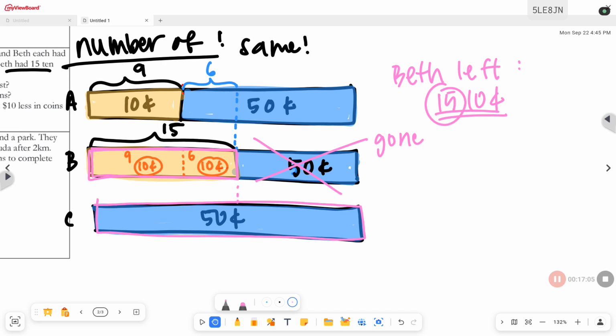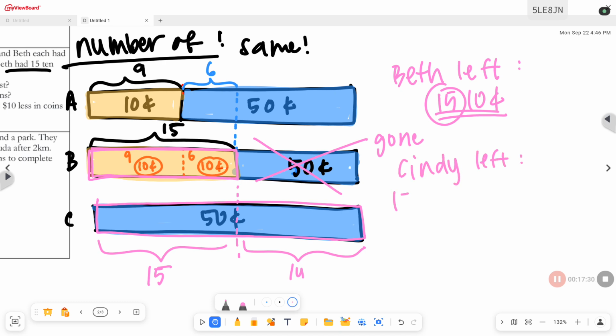And for Cindy, if Beth has 15, that means that I know here is also 15. But I do not know what this part is, right? I don't know the number, because they never give me the total. So what does that mean? I'll just let it be 1 unit of 50-cent coins. Clear so far? So if Beth is left with 15 10-cent coins, that means that Cindy is left with 15 50-cent coins and 1 unit of 50-cent coins.